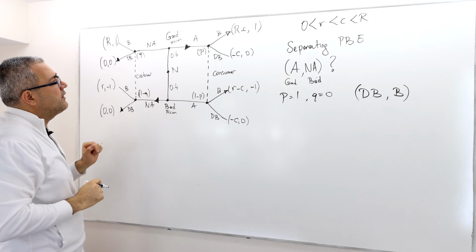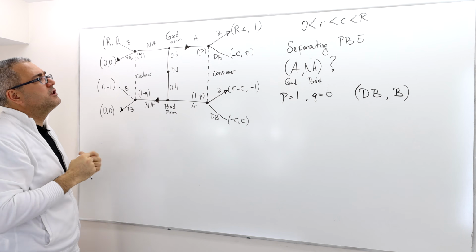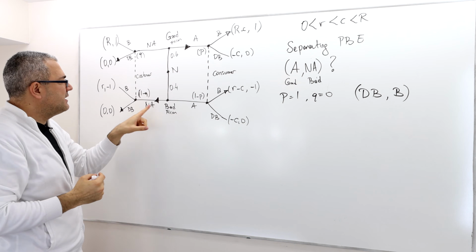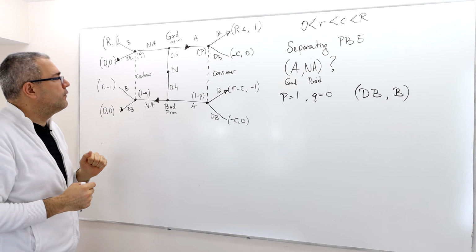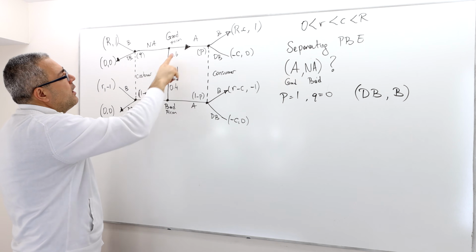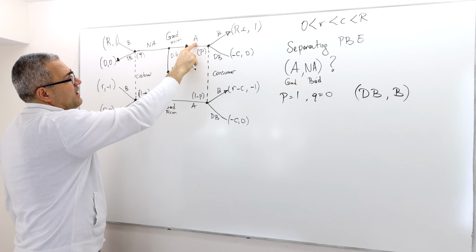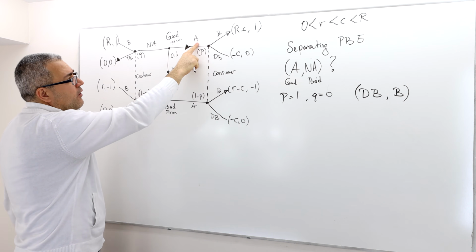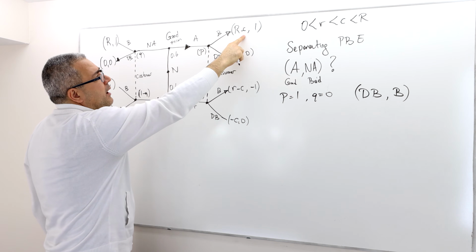Okay. So the question is, is A really a best response for the good firm? And then is NA the best response for the bad firm? Well, let's look at the good firm. If the good firm takes the action A, its payoff is going to be R minus C.